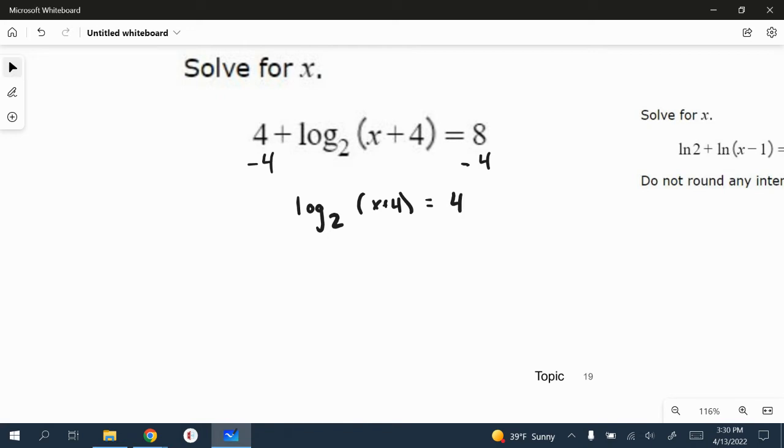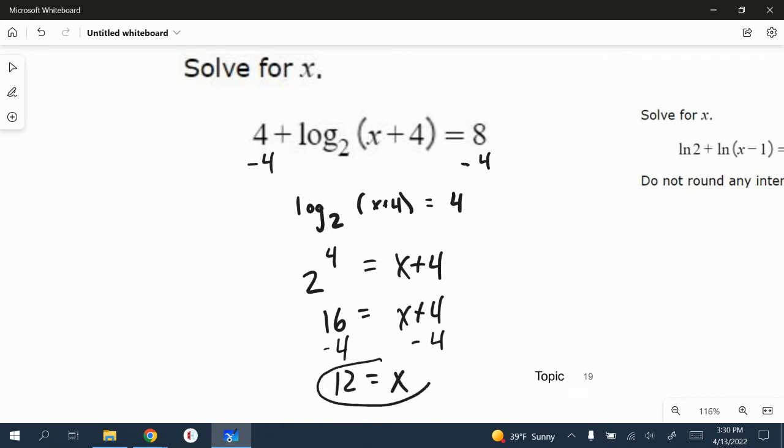The next thing that I'm going to do is change this into exponential form instead of logarithmic form. So that would be 2 to the 4th power equals x plus 4. And 2 to the 4th power is 16. So then that must mean if we subtract 4 from both sides, we get 12 equals x. It's always a good idea to plug that back in to see if it works, just to make sure, because I could see a potential where it might not work every time plugging it back in.